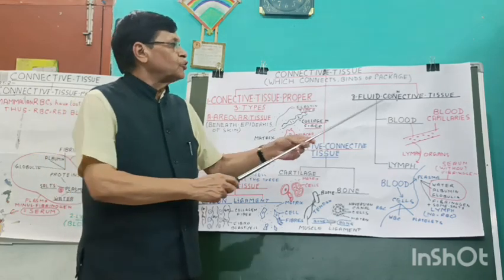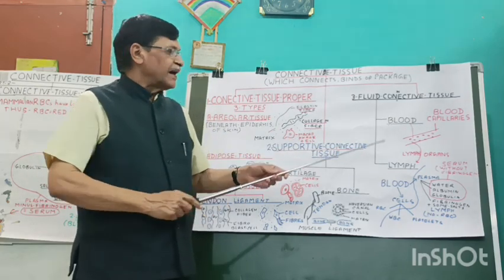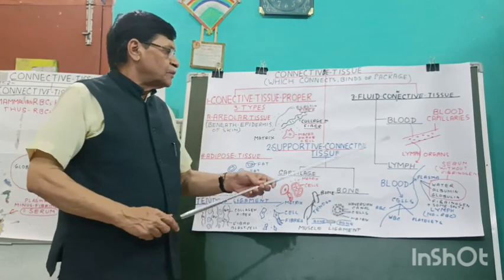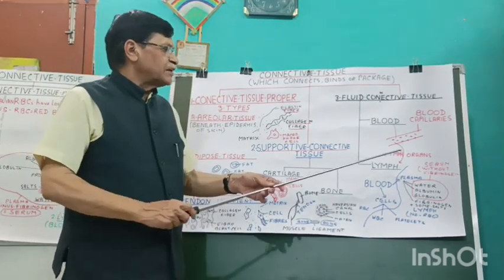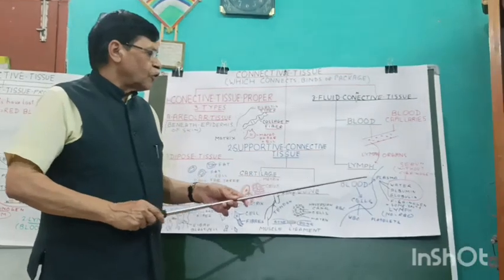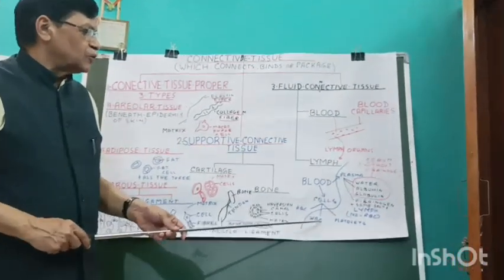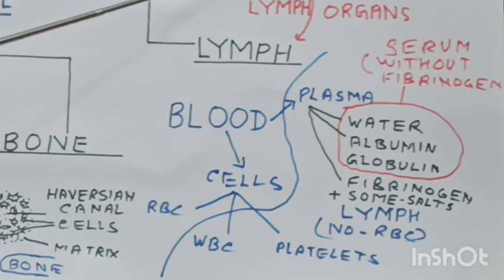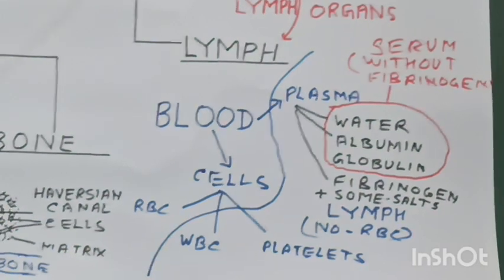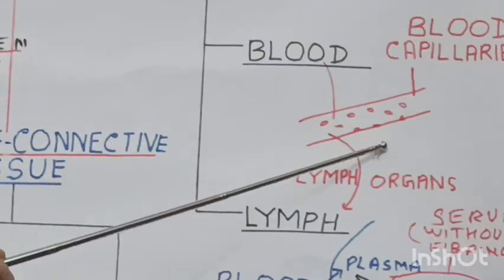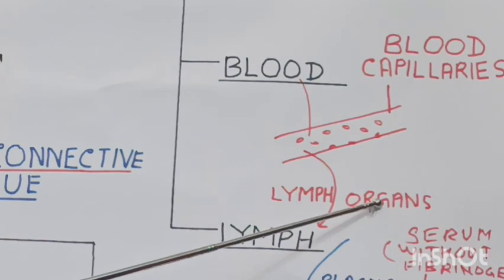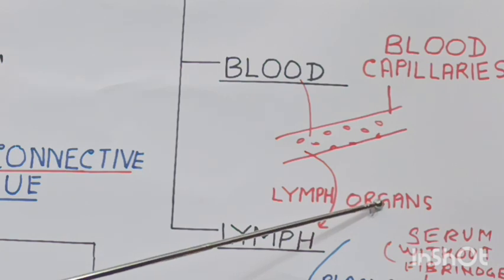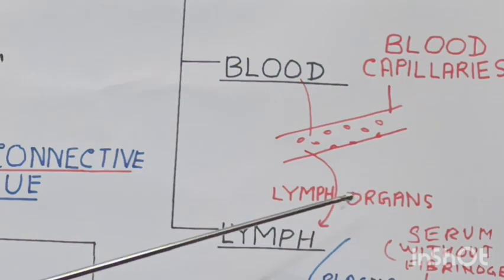There are two types of fluid connective tissue. Number one, blood, and second, lymph. There is a very slight difference. Blood contains the fluid portion, plasma, and formed elements RBC, WBC, and platelets. These blood vessels have many small pores. Through these pores, some blood oozes out into the surroundings of the body parts. But the RBC cannot pass through these pores. So blood minus RBC is called lymph, right?